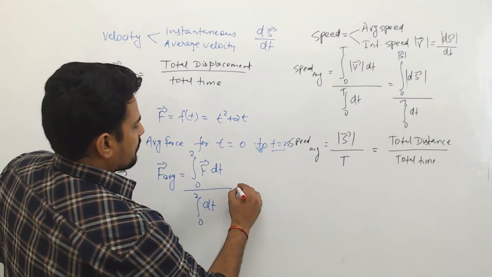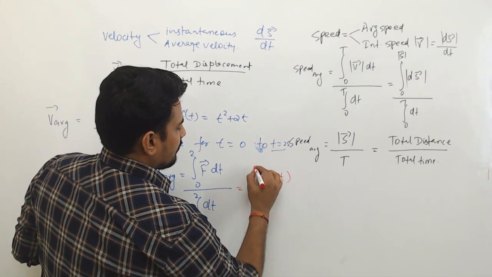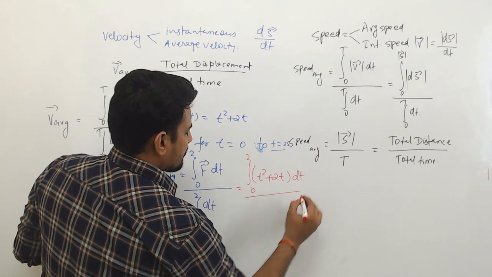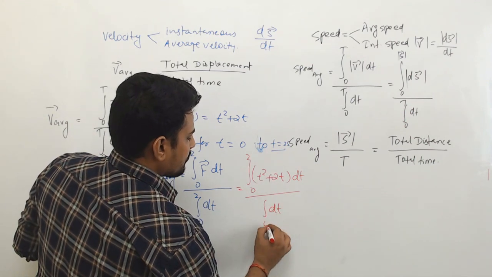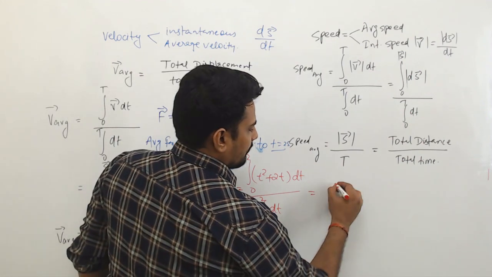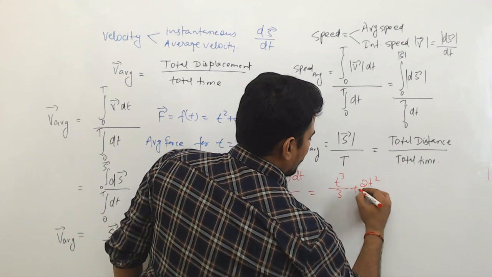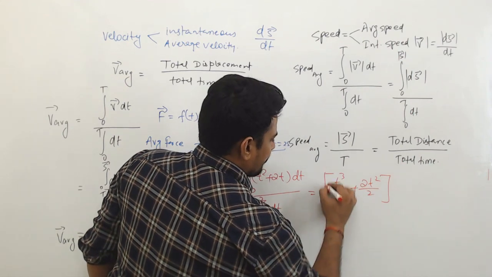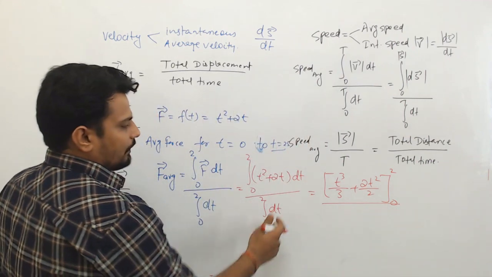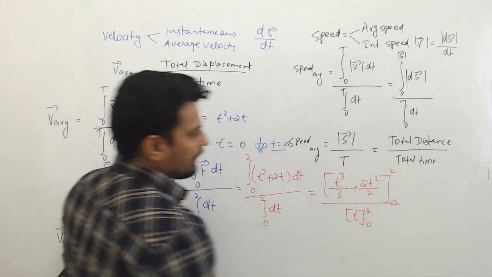Anyways, so this is going to be how much? F is t square plus 2t, dt, integration from 0 to 2, and the same over here, dt from 0 to 2. Now the integration of this is going to be t cubed upon 3 plus 2t square upon 2, with the lower limit 0 and the upper limit 2, and here we're going to have t, with the lower limit 0 and upper limit 2.